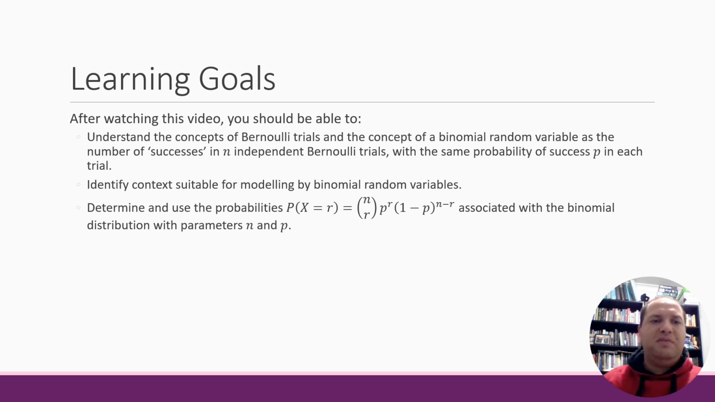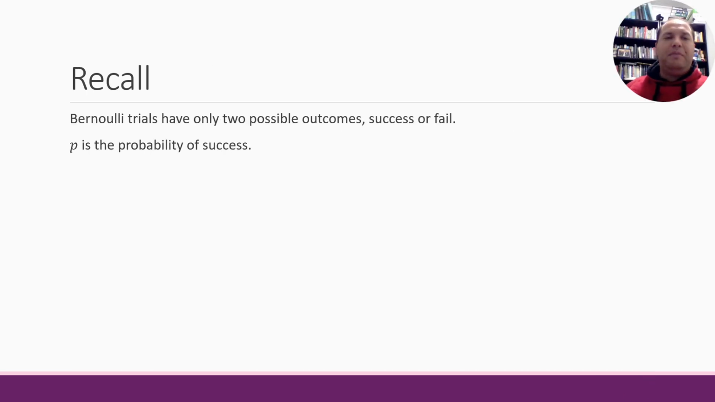After watching this video you should be able to identify contexts that are suitable for binomial random variables, and also understand the formula for how to calculate probabilities and the importance of all those letters there. Now, big things to recall.